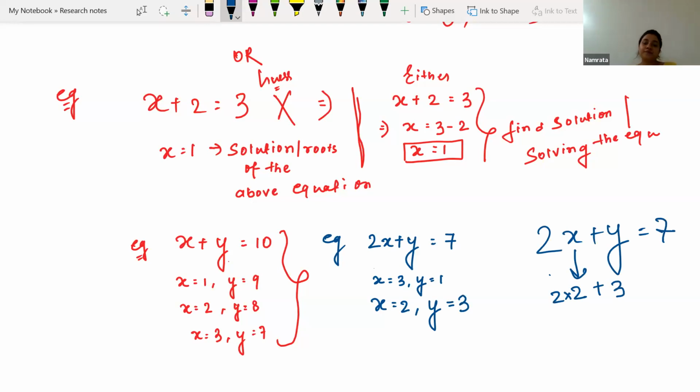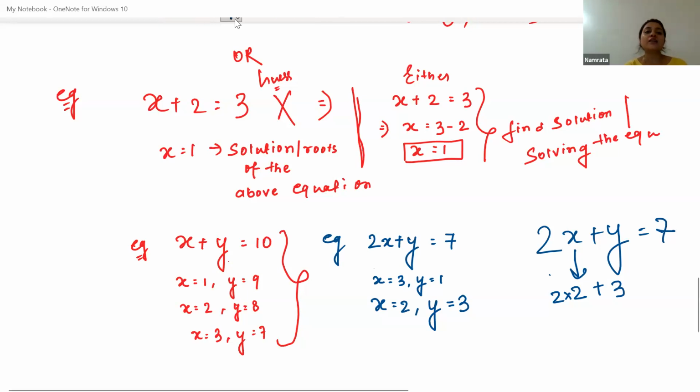Are we getting 7? Yes or no? Yes. We are getting 7. So x equals 2 and y equals 3 can also be one of the solutions. This way you will be able to find infinitely many solutions. But will you keep on thinking during the exam and waste your time? No. What you will do, just take any random number for x.